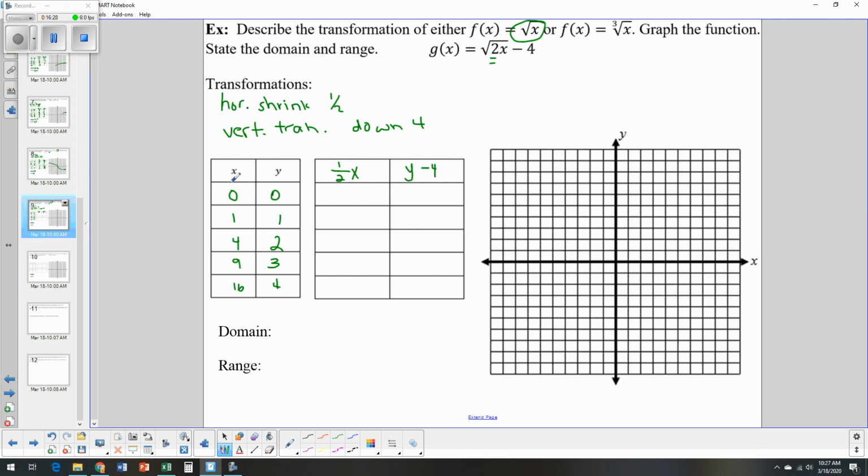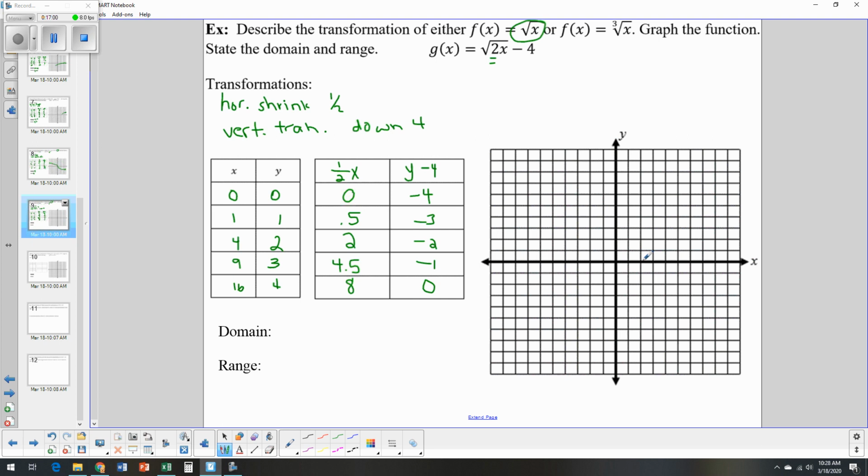So we're going to take half of each of these numbers. So for some of them, that's going to be nice. Others, it's going to end up being fractions or decimals, right? Half of 1, 0.5, or 1/2. Half of 4 is nice, right? That's 2, but half of 9 would be 4.5. Half of 16 is 8. Looks like we could finally graph that one. Yay! All right, so now we're going to take 4 away from each of these. So we get -4, -3, -2, -1, 0.